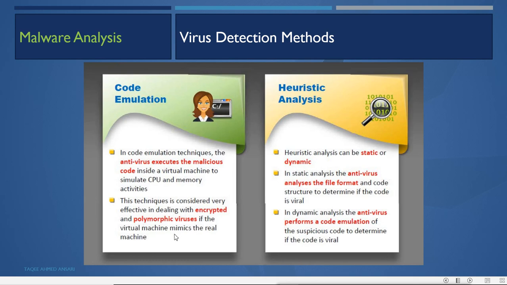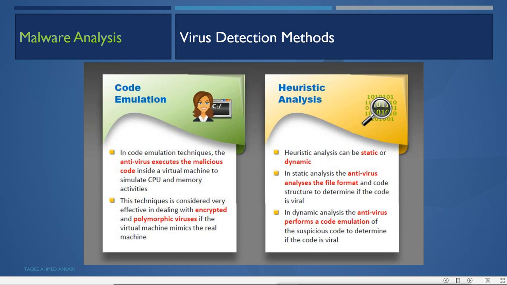Heuristic analysis can be static or dynamic. In static analysis, the antivirus analyzes the file format and code structure to determine if the code is viral. And in dynamic analysis, the antivirus performs a code emulation of the suspicious code to determine if the code is viral. These are the techniques for detecting viruses, and antiviruses use these techniques.